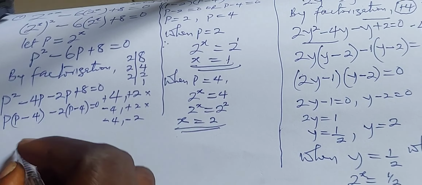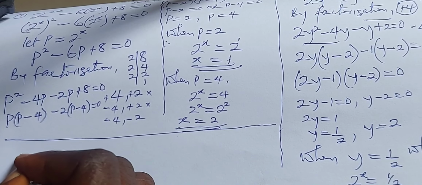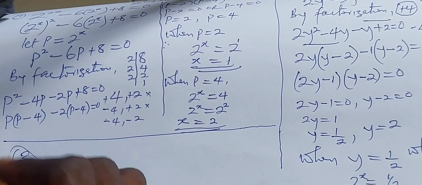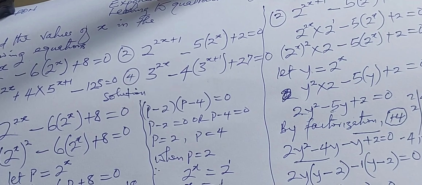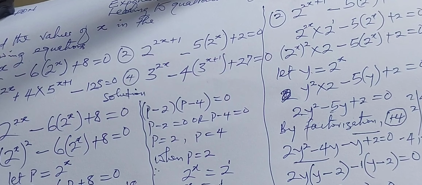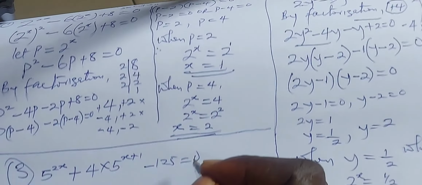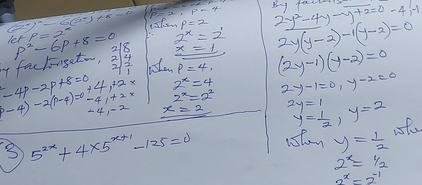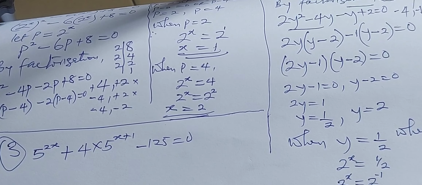Well, number 3 is 5 raised to the power of 2x plus 4 multiplied by 5 raised to the power of x plus 1 minus 125, all equals 0. So let's solve this one quickly.